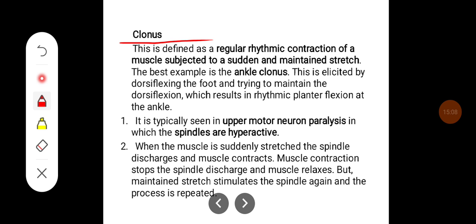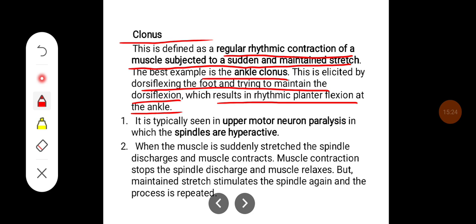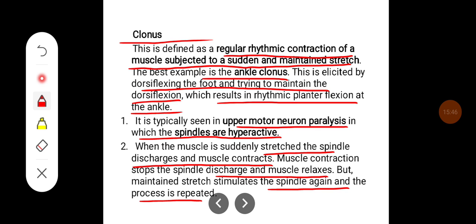Clonus. This is defined as a regular rhythmic contraction of a muscle subjected to a sudden maintained stretch. The best example is ankle clonus. This is elicited by dorsiflexing the foot and trying to maintain the dorsiflexion, which results in rhythmic plantar flexion at the ankle. It is typically seen in upper motor neuron paralysis in which spindles are hyperactive. When the muscle is suddenly stretched, the spindle discharges and muscle contracts. Muscle contraction stops the spindle discharge and muscle relaxes. But maintained stretch stimulates the spindle again and the process is repeated.